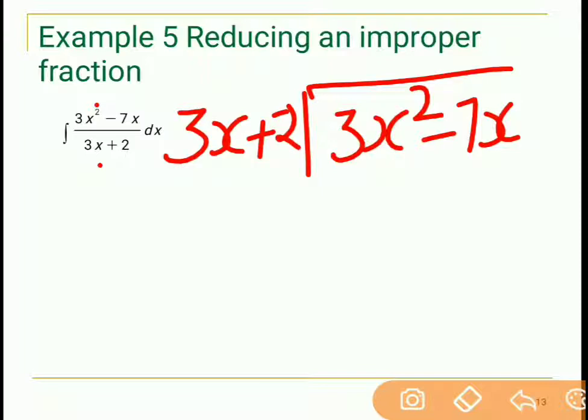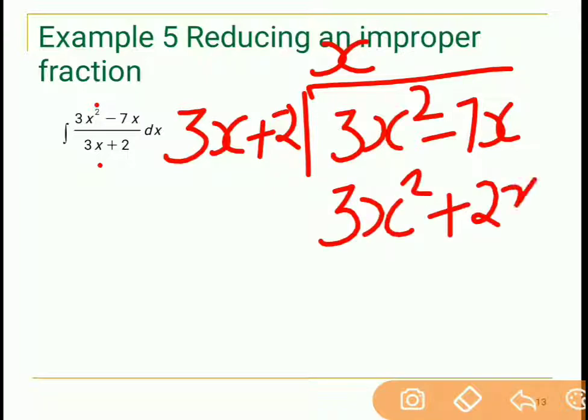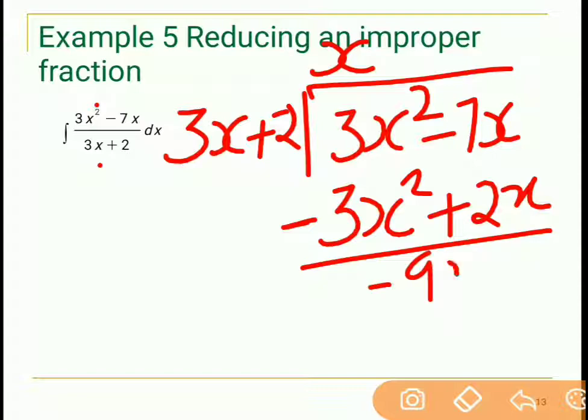Fine. Now to divide this, first of all we need to get the 3x term over here. This is 3x plus 2. So if we multiply 3x plus 2 with x, then you will get 3x square plus 2x. Understood? Now if we subtract this equation, 3x square will get cancelled and you will get minus 9x. Now to remove this minus 9x, with 3x plus 2 we have to multiply minus 3.